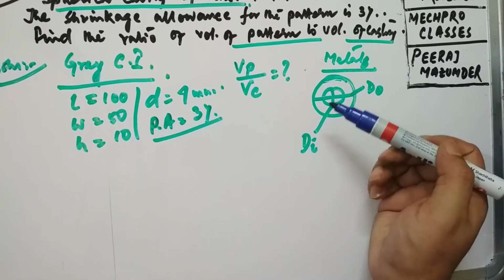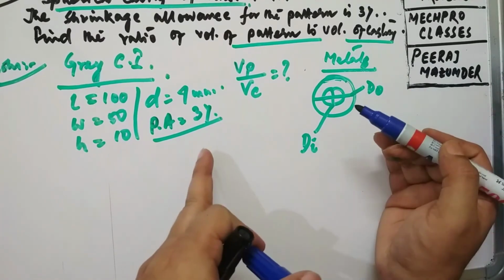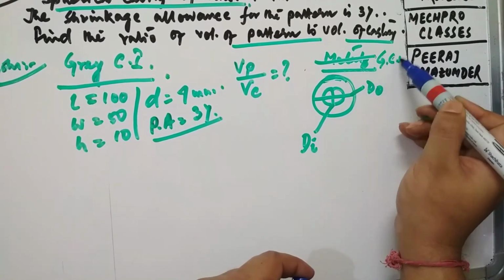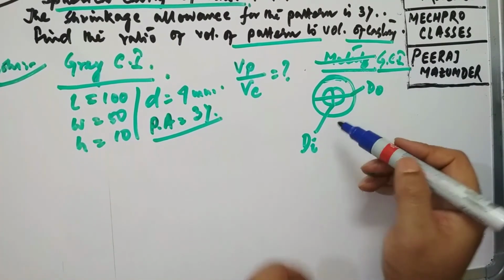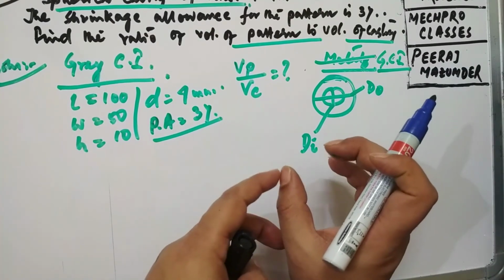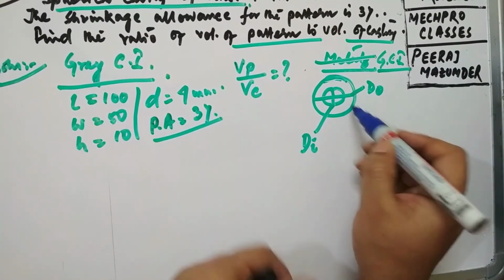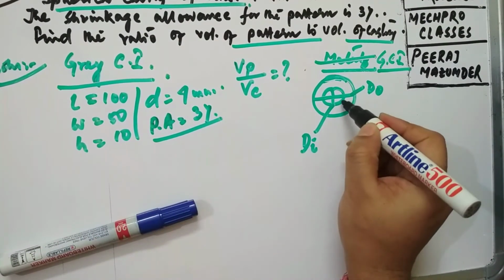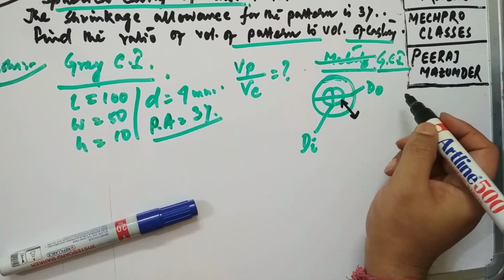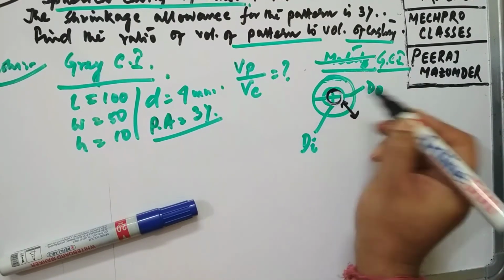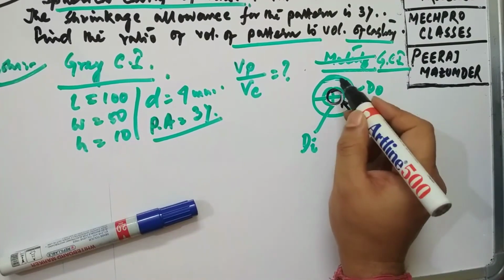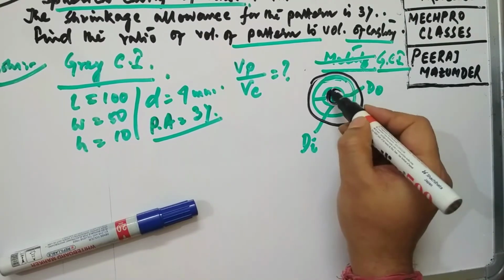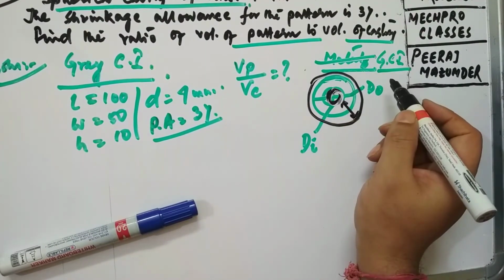In grey cast iron, thickness will increase, just opposite to the normal metal. Okay, so it is grey cast iron. For grey cast iron, thickness will increase, because after solidification it will expand. That's why this thickness will increase, and what will happen? This inner dia will reduce so as to increase the thickness. So the new one will be like that. So it will decrease.